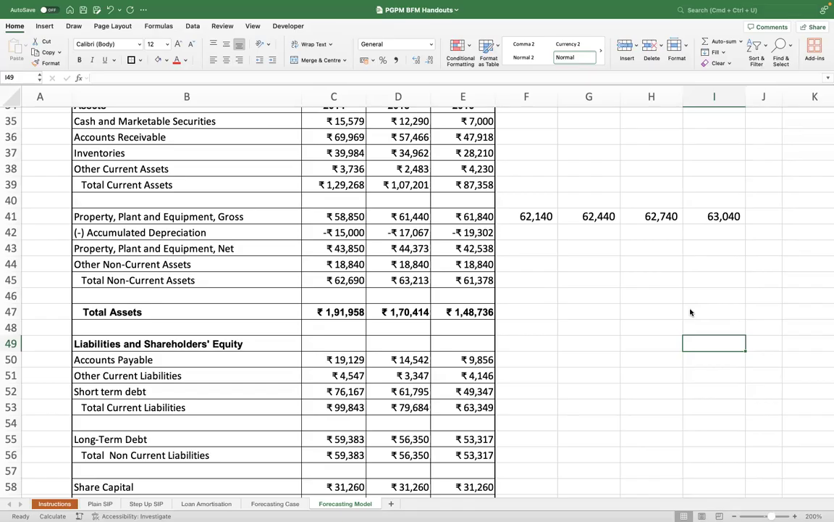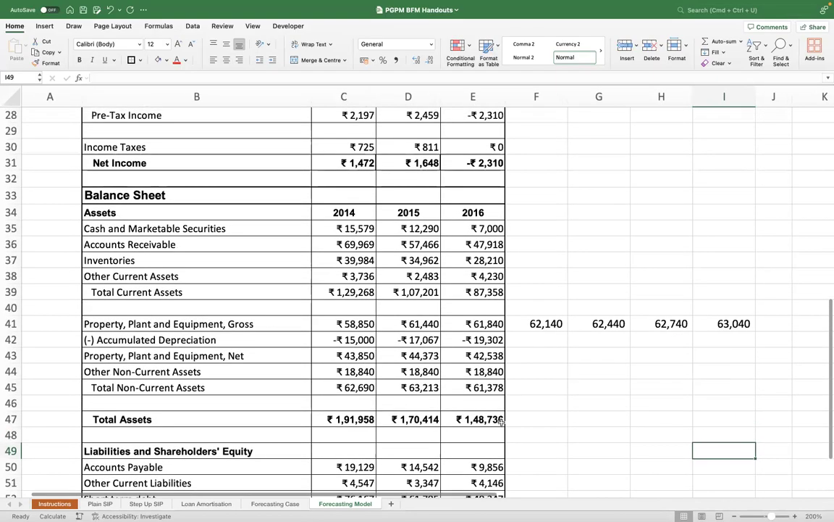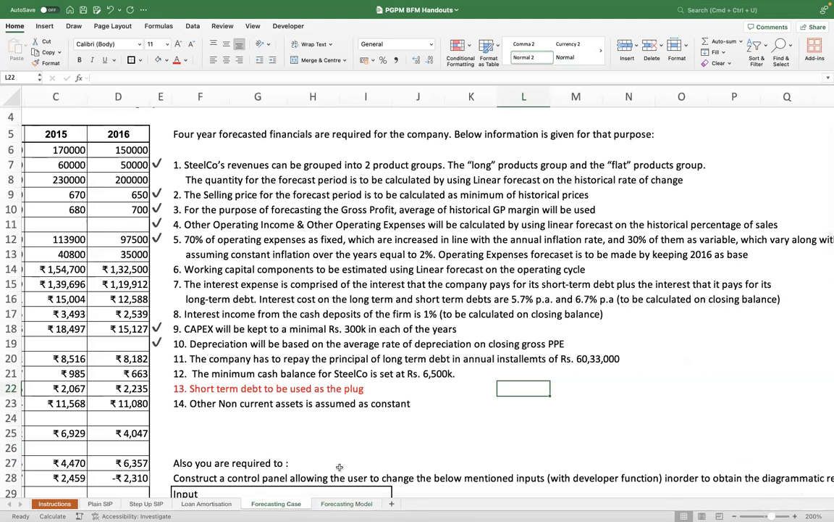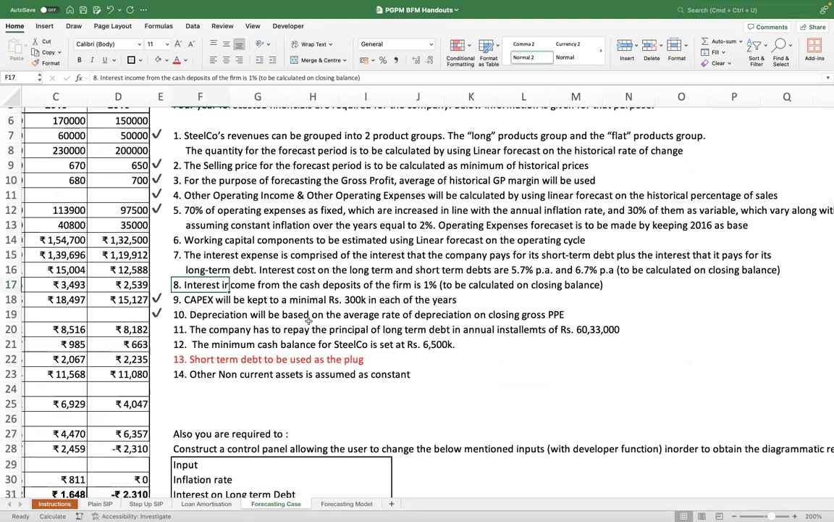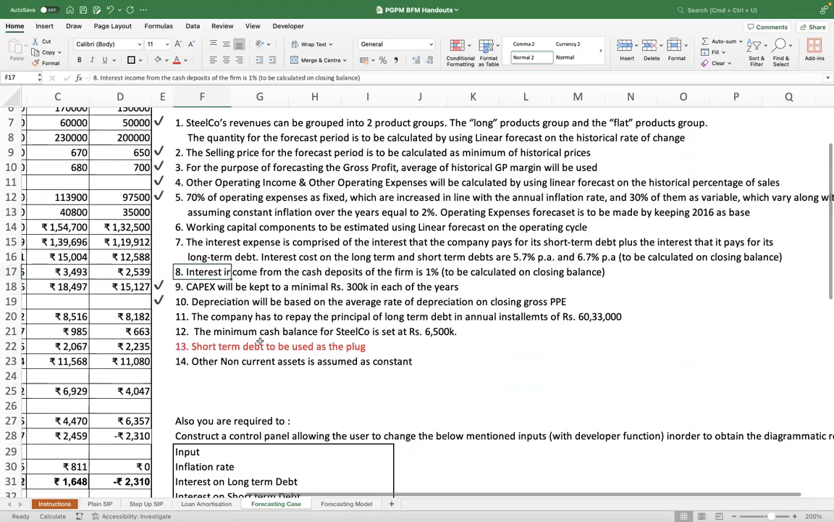So we don't know the short-term debt up till now. That will get populated only at the end. So we will assume as if nothing is there, but we will still model the formula to capture the short-term debt. Are you getting it? Now look at this question. What does it say? Interest expense is comprised of the interest the company pays for its short-term debt plus interest it pays for long-term debt. Long-term debt is obviously less expensive. Short-term debt is more expensive. Long-term debt 5.7% and short-term debt 6.7%. Interest income will be from cash deposits of the firm, 1% calculated on closing balance, which means I need the cash balance also.